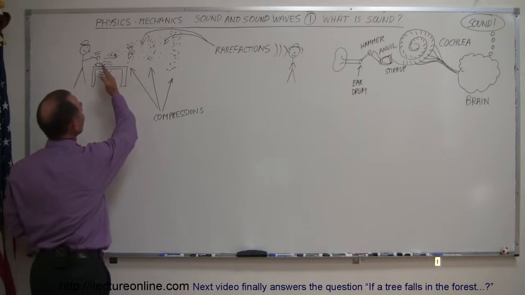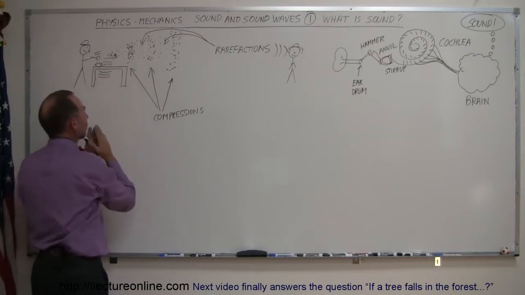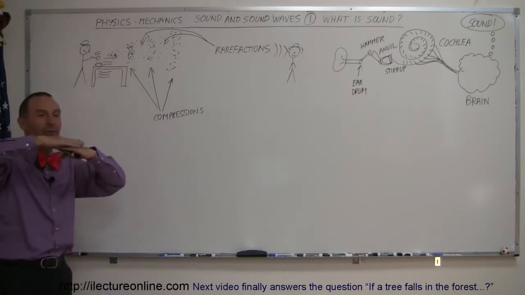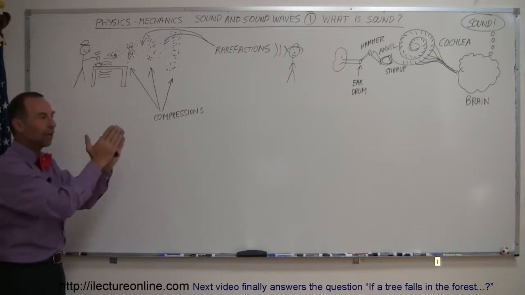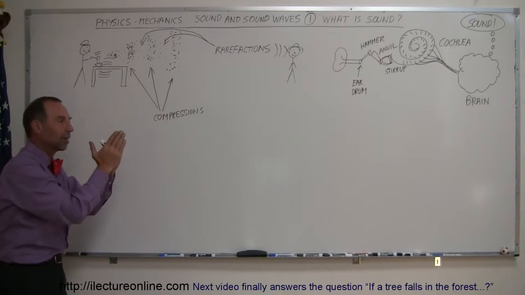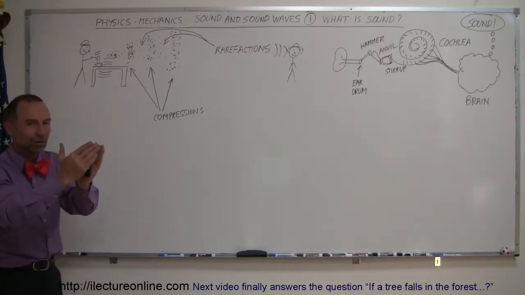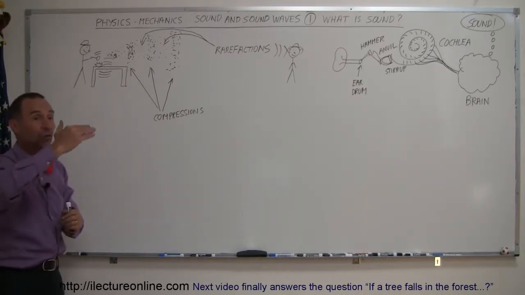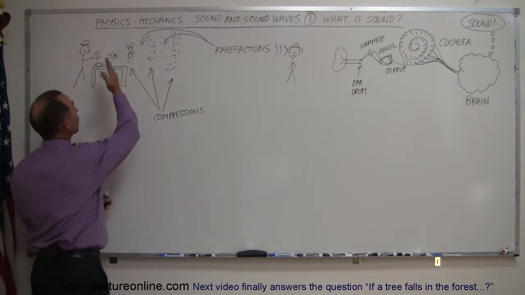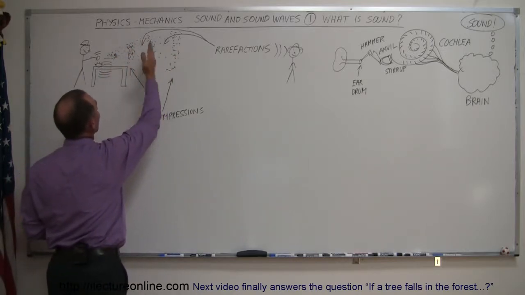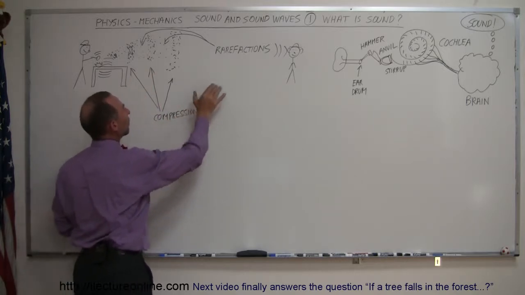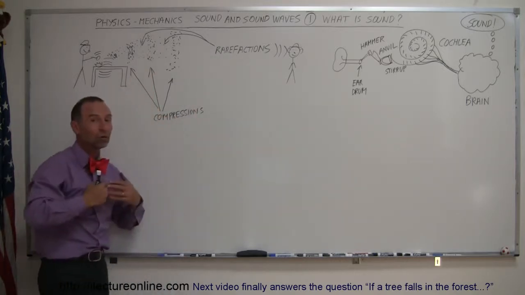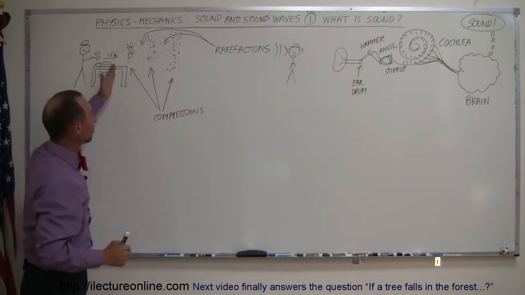So you can see then that as the table goes back down, there will be a rarefaction, as they call it. There will be a region where the pressure goes down, then the table comes back up and compresses it. So we have regions in the air that have compressed air and rarefied air, where the pressure goes up and down and up and down. So we call these compressions and we call these rarefactions. And those go radially outward in all directions.